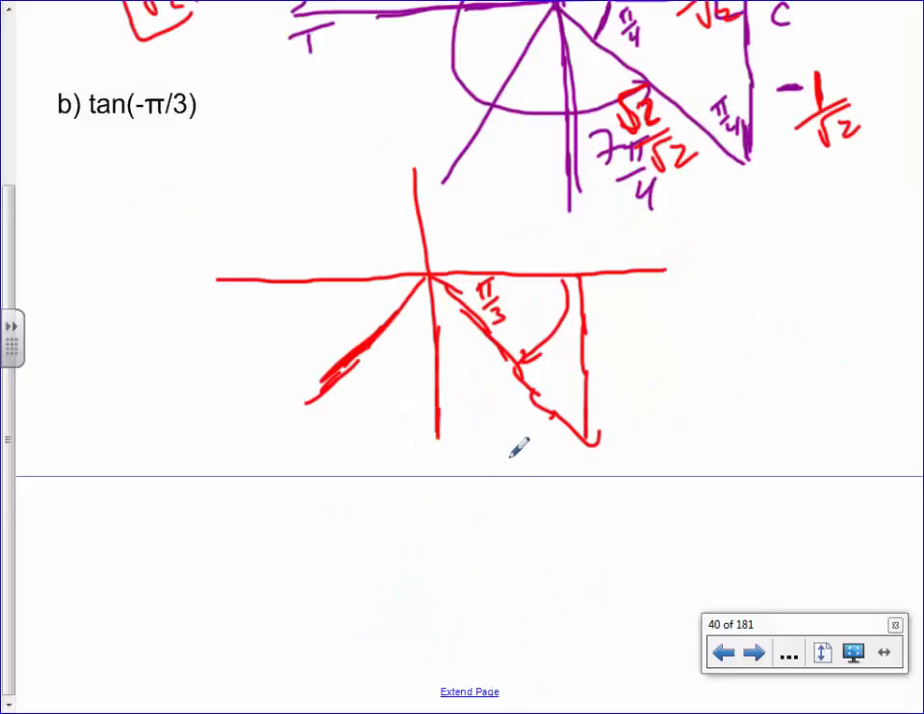Well, pi over 3 is actually 60 degrees. I'm just going to write that next to it. Which means this guy right here is pi over 6, which is 30 degrees. Well, this is a triangle that I just showed you as well. We just have to label the sides correctly. One of the sides is 1, one of the sides is 2, and one of the sides is root 3.